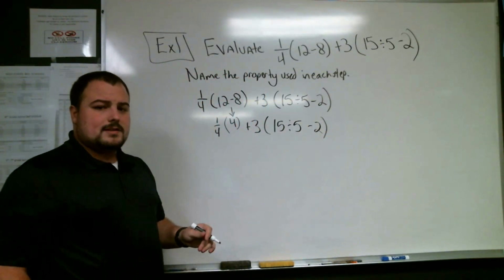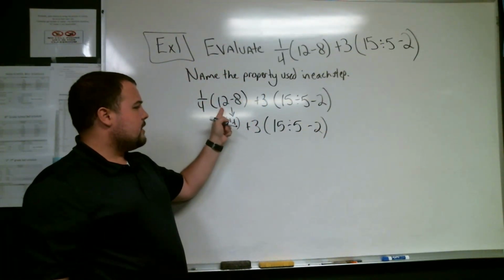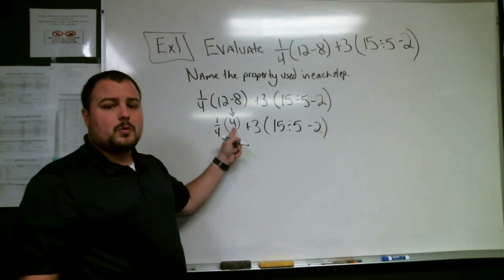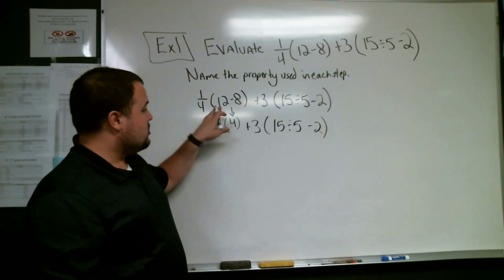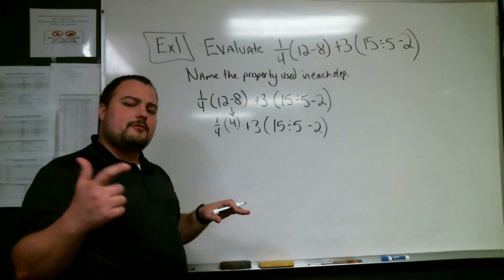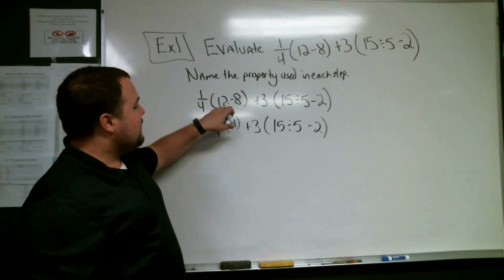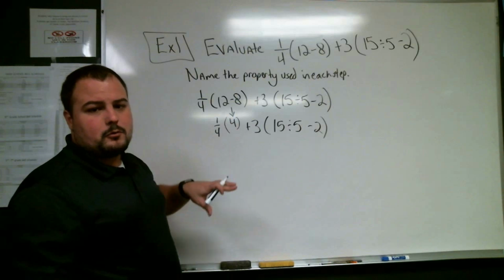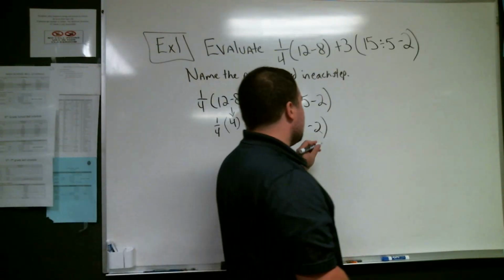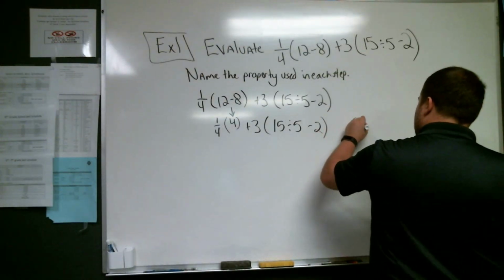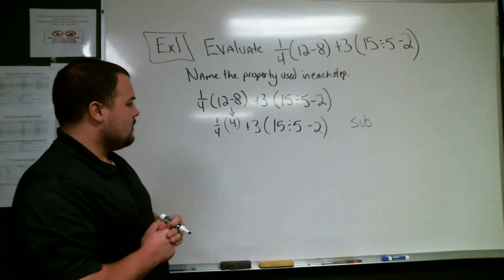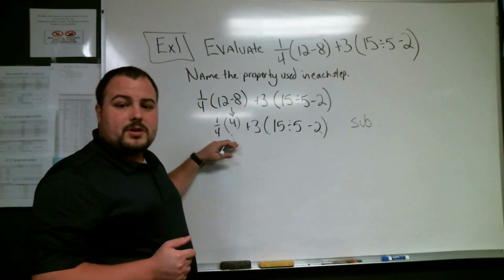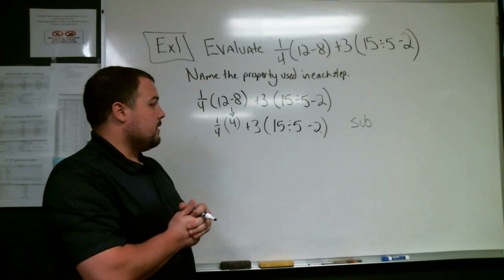So now looking at this, the only thing we did was we figured out that 12 minus 8 is 4. Well, that property that we're doing is actually called substitution. Substitution is when we solve something that we know and we replace it with what it is. So if we can take out 12 minus 8 and put 4 in its spot, that's substitution. So I'm going to write the word sub because that's the property that I just did in that question. Now, we're a little bit smaller and it's a little bit easier to work with.